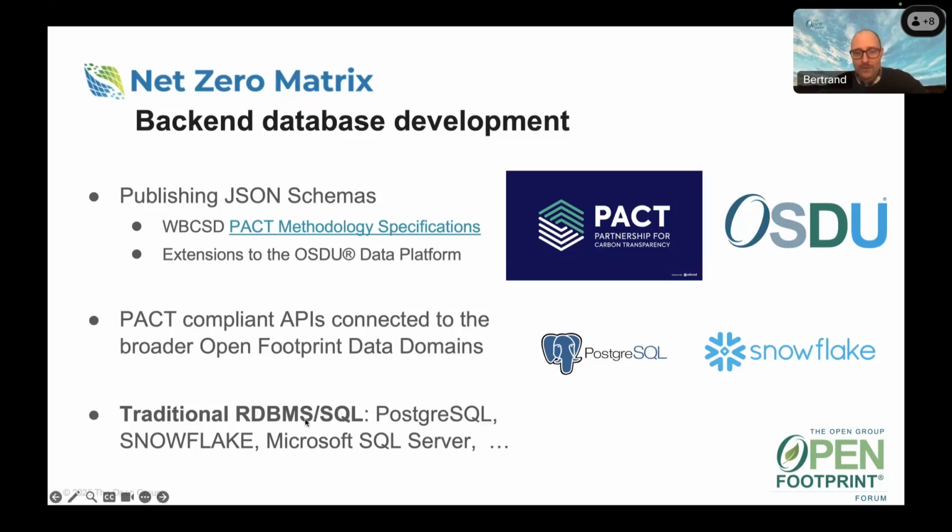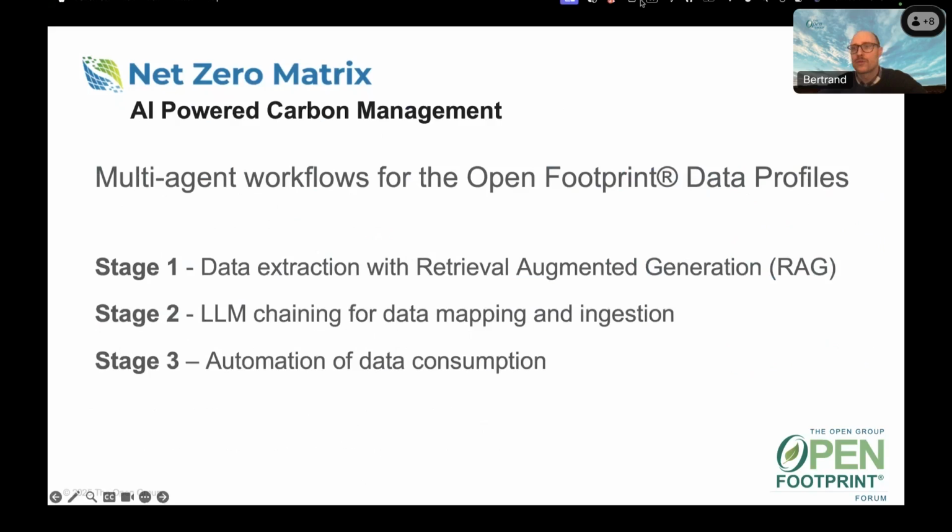And then, of course, we've been working diligently on supporting traditional relational database management systems and SQL-based data architectures like PostgreSQL, Snowflake, Microsoft SQL Server. These are all modern technologies that are supported within Accolade through various plugins, like I demonstrated, where you can do the forward engineering of your definitions.